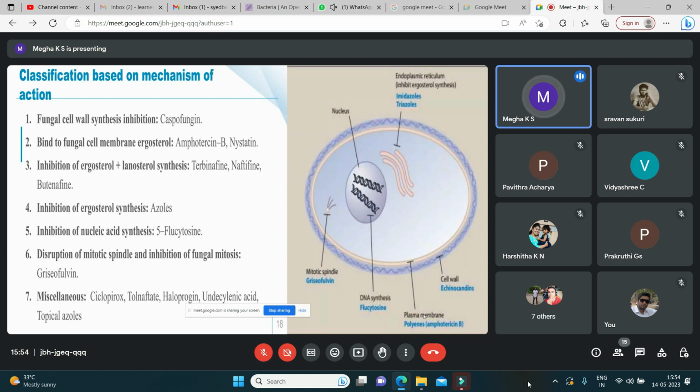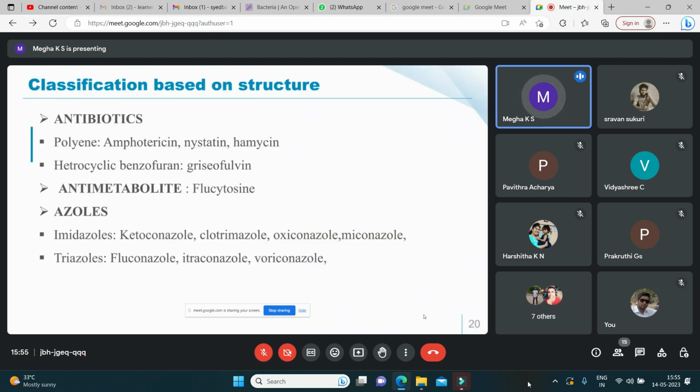nystatin; inhibition of ergosterol and lanosterol synthesis, terbinafine; inhibition of ergosterol synthesis, azoles; inhibition of nucleic acid synthesis, 5-flucytosine; and disruption of mitotic spindle and inhibition of fungal mitosis is griseofulvin, and miscellaneous consist some of the antifungal drugs. And classification by structure: antibiotics consist of polyenes, amphotericin, nystatin, and heterocyclic benzofuran.